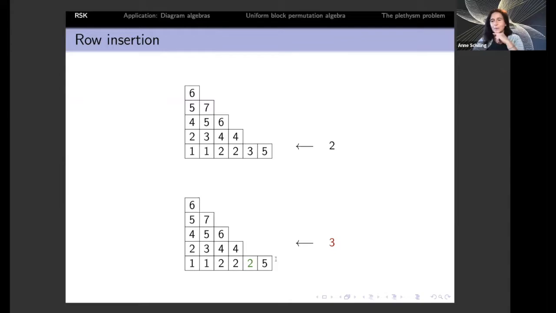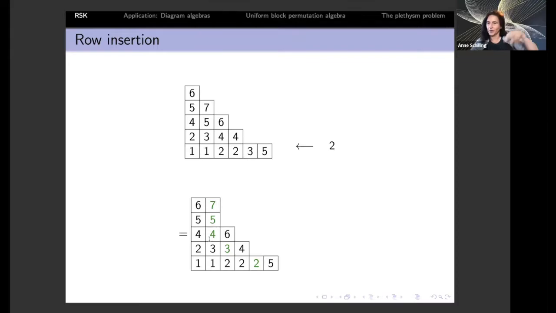So now the 3 wants to be inserted into the second row. You look for the smallest number that's bigger than 3. That's this 4. The 3 will replace it. And then you insert the 4. The 4 will replace the 5. The 5 will replace the 7. And then finally, for the 7, there's no number that's bigger than the 7, so it will just sit at the end of the row. These green numbers that I've indicated give you the insertion path of this number 2 that we've inserted. And you can see that there's one extra box after the insertion. This extra box will be used for the recording tableau. The recording tableau will always keep track of where a letter ended up after you do the insertion.